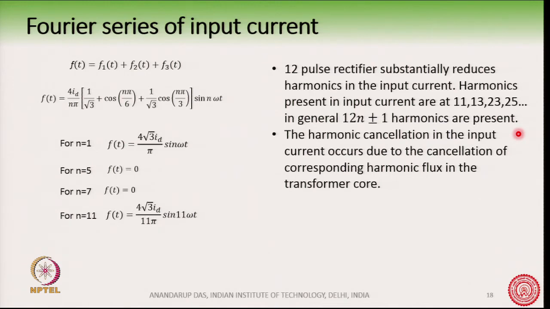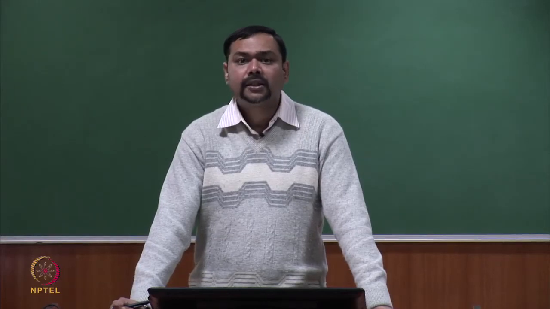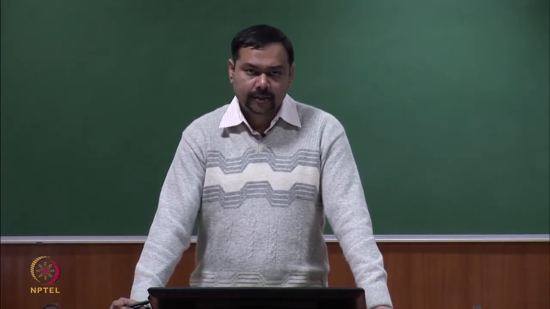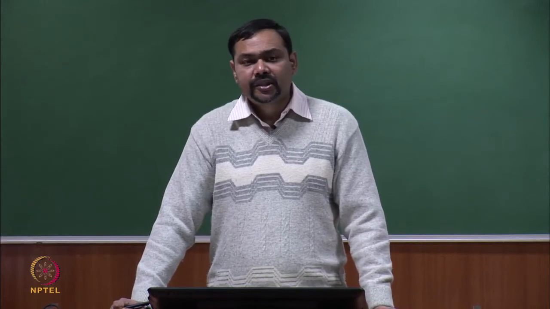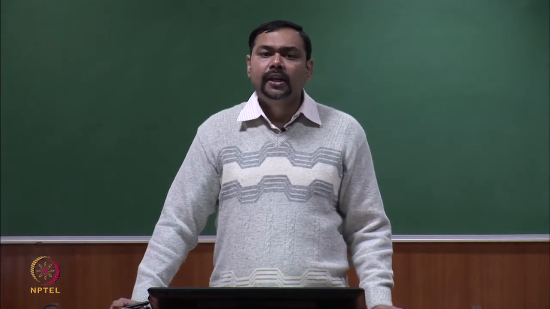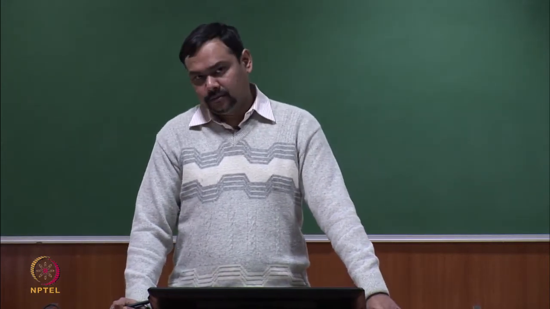And then n equal to 11 and 13 and then it goes to n equal to 23 and 25, like that, 35 and 37, 47 and 49. So, in general 12n plus minus 1 harmonics are present in the input current. So, this substantially improves the input current waveform profile.